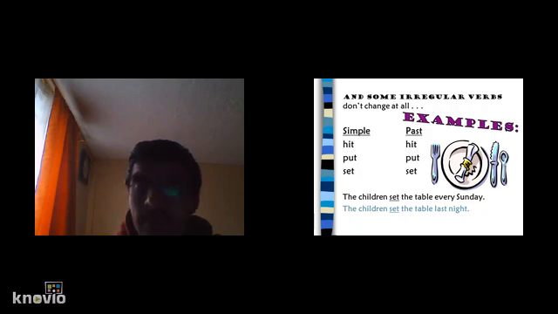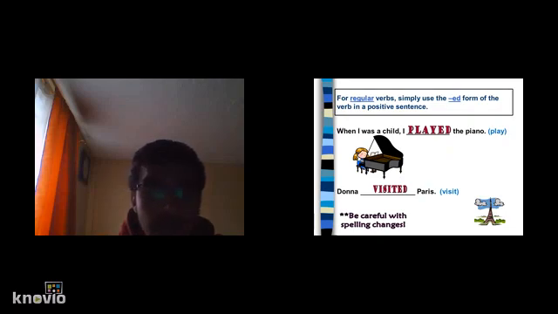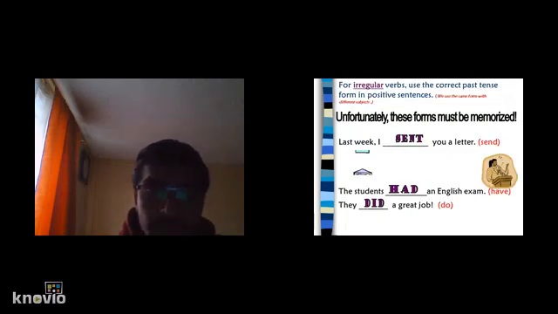We have to identify these kinds of sentences according to the keywords. For example, set in this part is used in simple present because we're using every Sunday, but here it is used in past because we are using the expression last night. Here we have some examples.